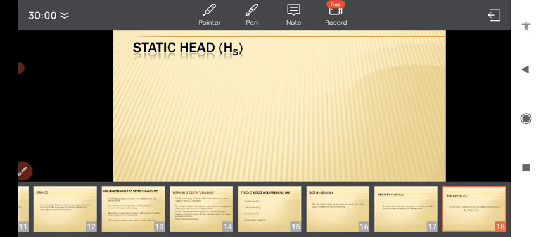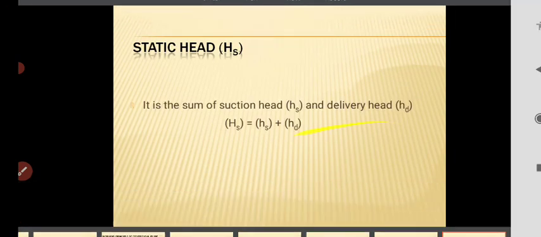And the static head. It is the sum of suction head and delivery head. Capital HS is equal to small hs plus small hd. The definition of the static head is the sum of suction head and delivery head. In equation form, capital HS is equal to small hs plus small hd.